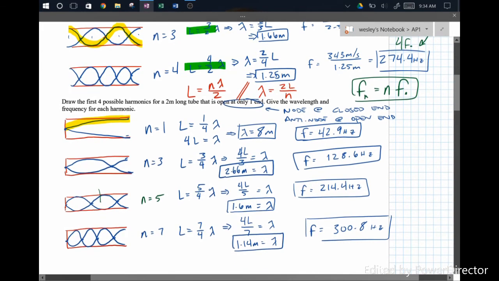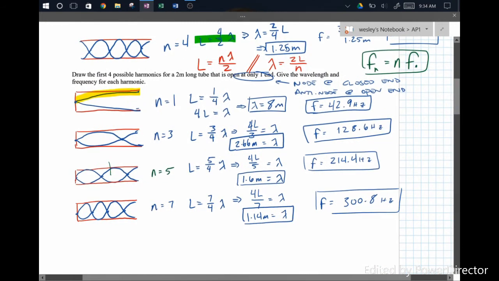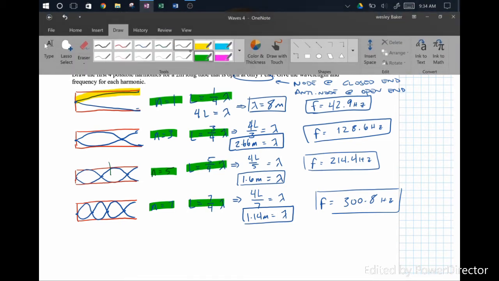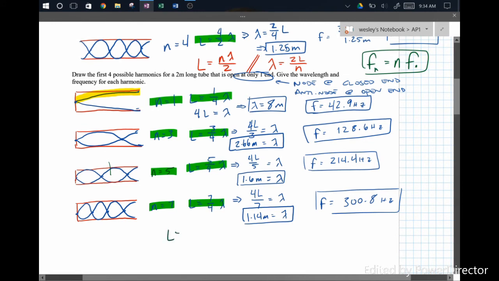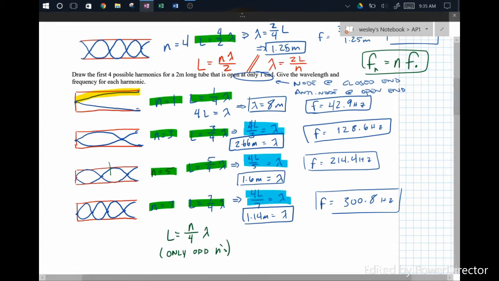I like to do the same thing and kind of look at some patterns. As we're looking at patterns that we see, every time we add another harmonic, so as we go from 1 to 3 to 5 to 7, we're going from 1 quarter of a wave to 3 quarters of a wave to 5 quarters of a wave to 7 quarters of a wave. So that tells me that if we want to do this in terms of harmonic, it's going to be the number of the harmonic divided by 4 times lambda, with a caveat that we only have odd n's. And then if we take that and we solve for lambda, we start off with 4L over 3, then it's 4L over 5, then it's 4L over 7.